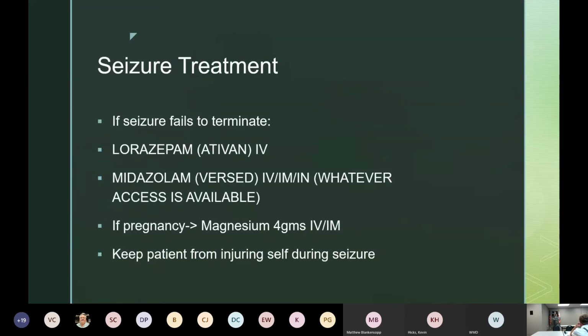Whatever access is available, these people are really hard to get access on. So if you have intranasal, that's great. If you can do IM is great too, especially for Versed. It's always important to think if this patient is pregnant or there's a possibility of pregnancy at all, you can give magnesium. You can give that IM as well if you have a hard time getting access.